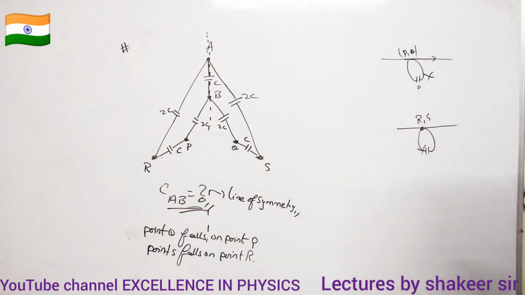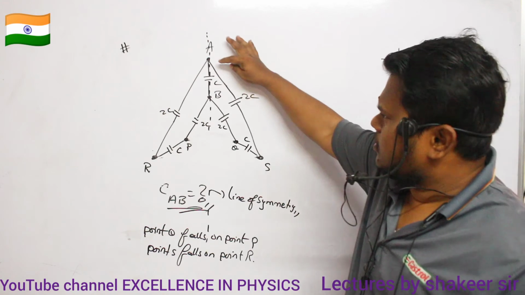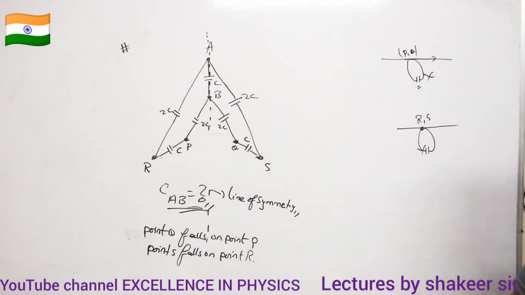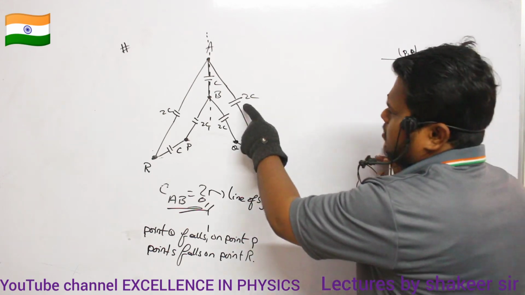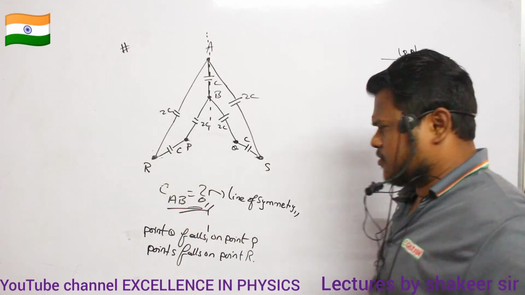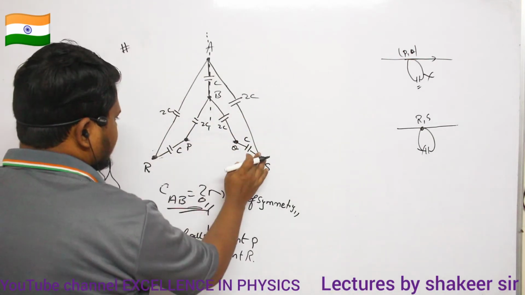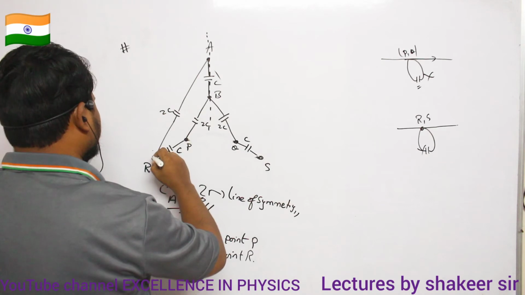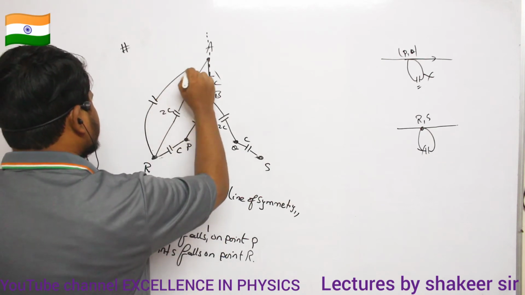So now this is the circuit which I got. This 2C and this 2C will become parallel to each other. If I fold this circuit, this 2C and this 2C become parallel. So how can I draw the circuit again? I will remove this 2C and place it here. So this is the new 2C.